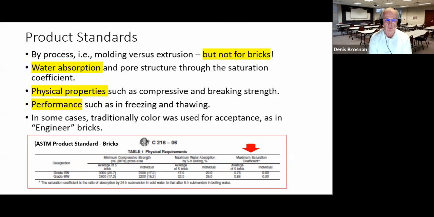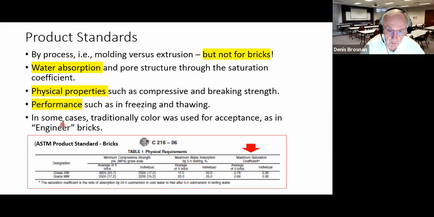It sounds like an important property. It's just a ratio. And of course, the North American standards in ASTM for brick products are shown below. We have a strength specification, a water absorption specification, and a saturation coefficient specification. By having a maximum saturation coefficient specification, we limit the number of fine pores that can be present in a brick.